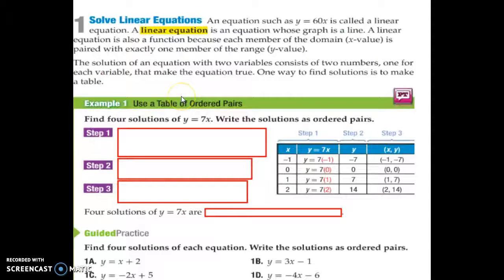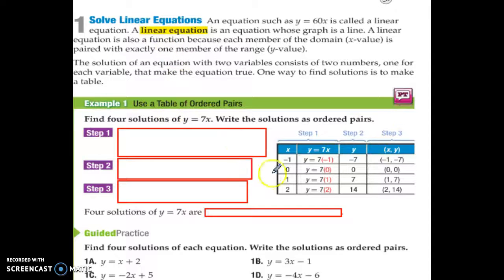So let's write down what a linear equation is. Pretty simple. You're not supposed to define the word with words in it, but it's an equation whose graph is a line. So a linear equation is an equation that would make a line. First thing we're going to do is take these functions and find 4 solutions to them. And guess what? You get to pick those 4 numbers that you want to use.